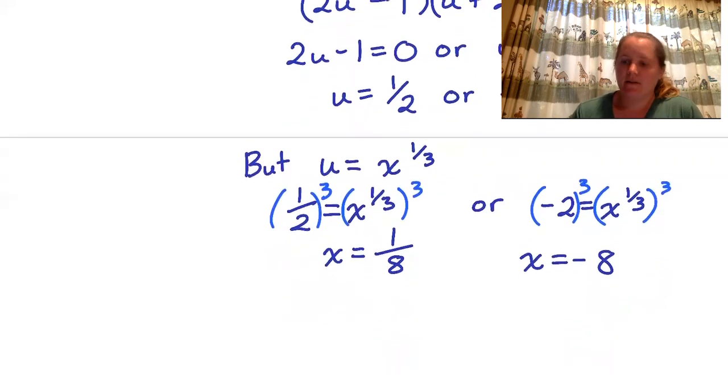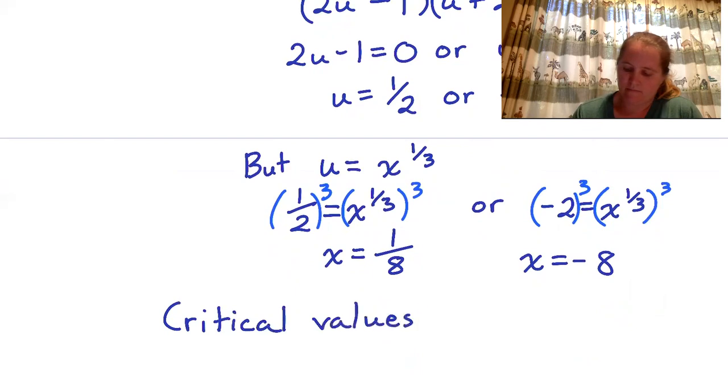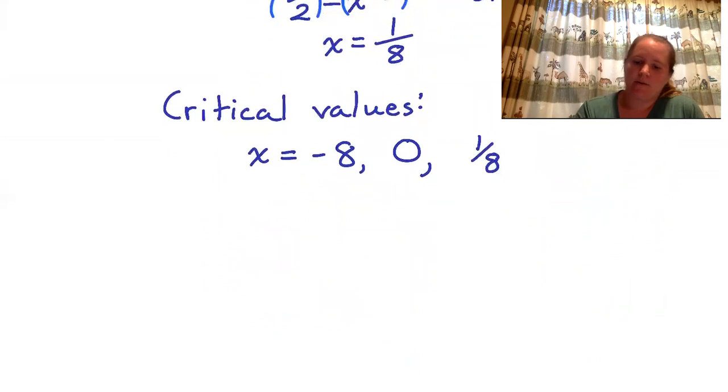So we now have our critical values. x equals negative 8. We had 0 was where the derivative was undefined, and 1/8. And now we'll go ahead and form our number line.